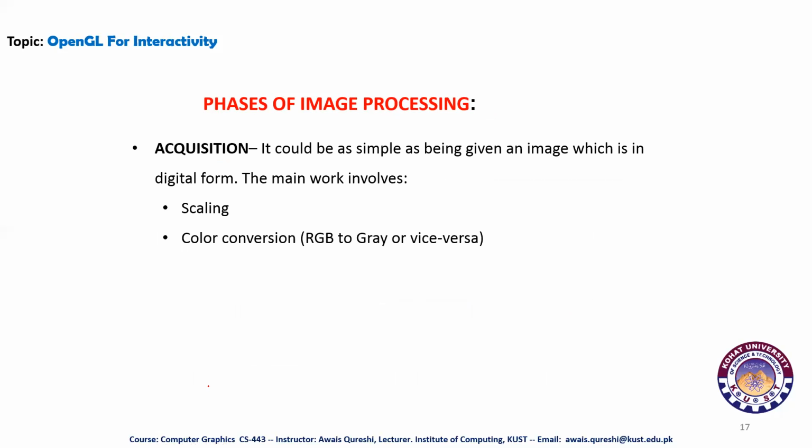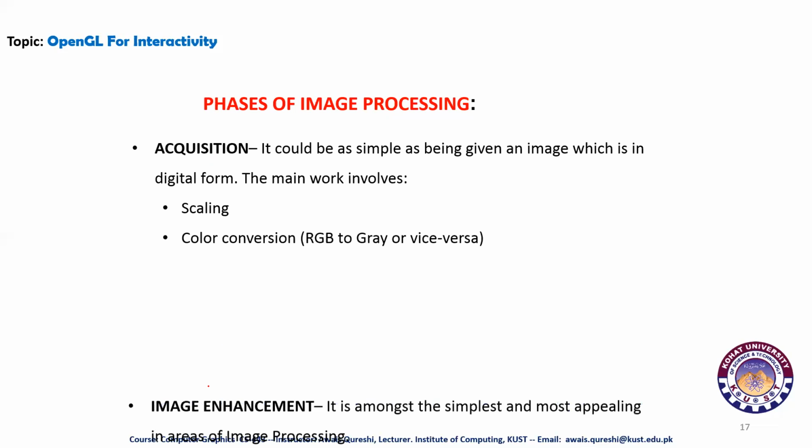So we can convert colors from red, green, blue to grayscale, or grayscale to RGB. And what is scaling? Basically, image scaling refers to the resizing of a digital image. So when we are resizing some digital image, we are scaling those images. In the acquisition phase, we always require some images in the form of different batches, and then perform two operations. One is called scaling, and the second one is called color conversion.